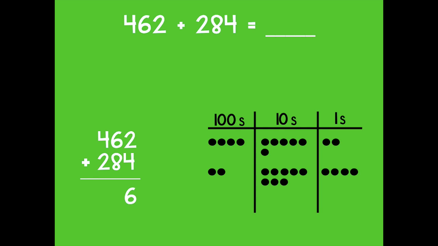Now I move to the tens place. Ooh, 6 tens and 8 tens. I know that that's definitely more than 10 tens. So I'm going to bundle 10 tens and make 100, right? Because 10 tens equals 100. So now I have 4 tens left over, and that new 100 that I just made goes right here in my vertical form. Then I need to add the hundreds place, which happens to be 4 plus 2 plus 1, which is 7. So 462 plus 284 equals 746.